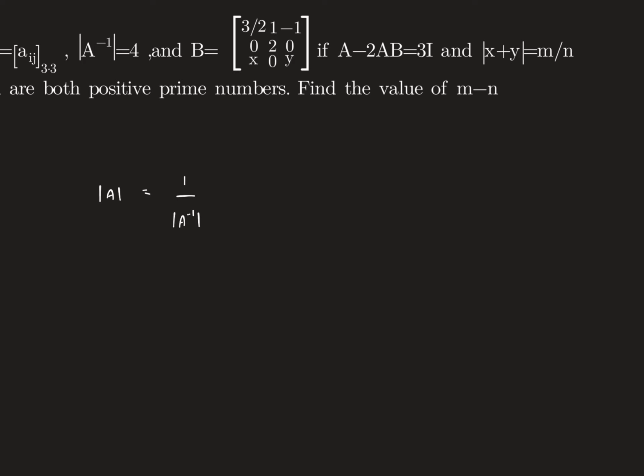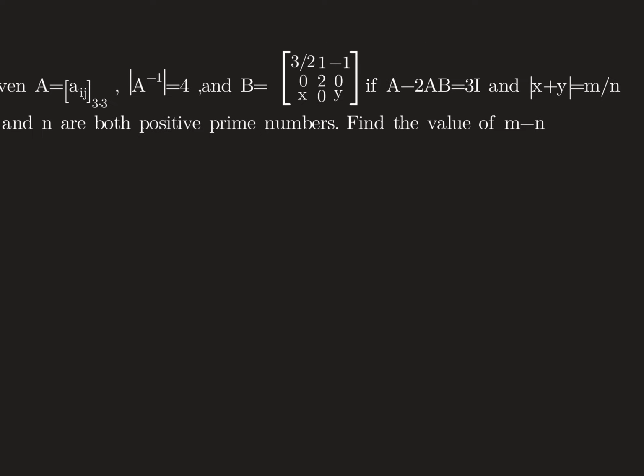Alright, so the next step we're going to do is looking at this group. In this case, I like to switch the sign. For example, if I multiply both sides by -1, what I'll get is 2AB minus matrix A equals -3 times matrix I.